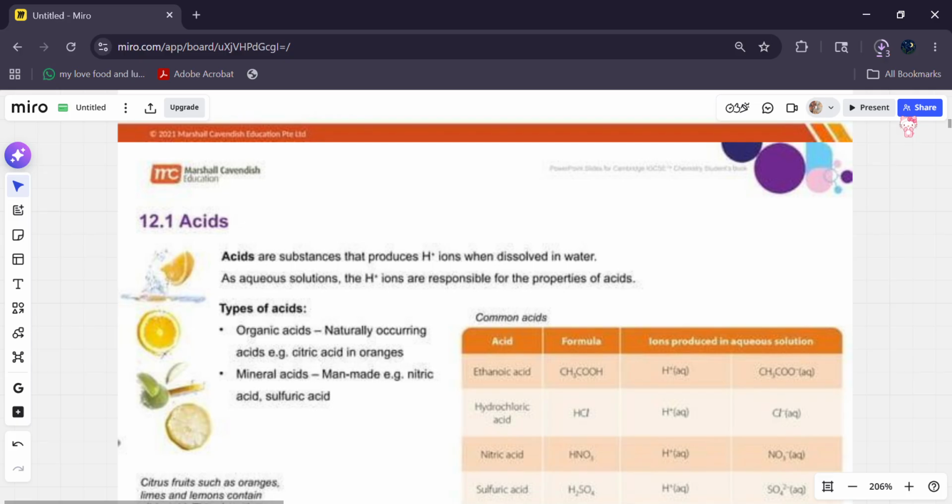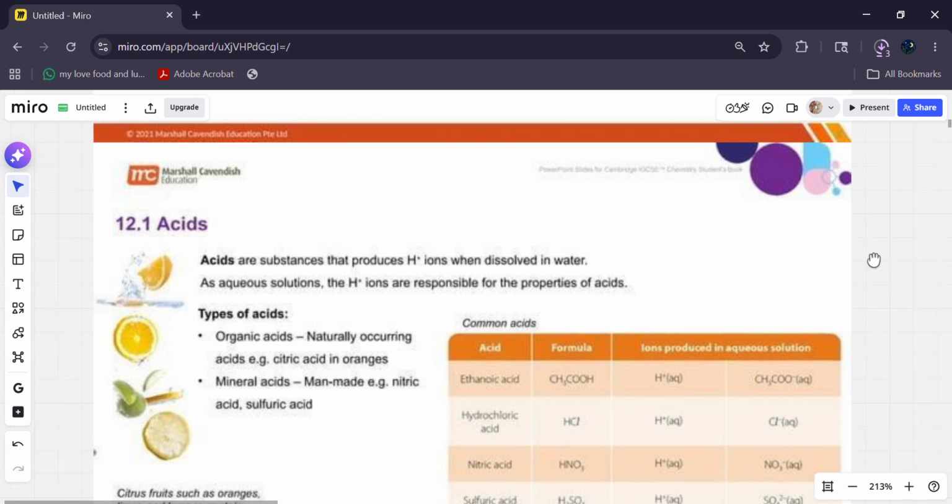So what are acids? Acids are substances that produce H+ ions when dissolved in water. As aqueous solutions, the H+ ions are responsible for the properties of acids. As I explained, there are two types, organic acids and mineral acids. Organic acids are natural acids, such as citric acid found in oranges, and mineral acids are man-made acids, such as nitric acid and sulfuric acid.